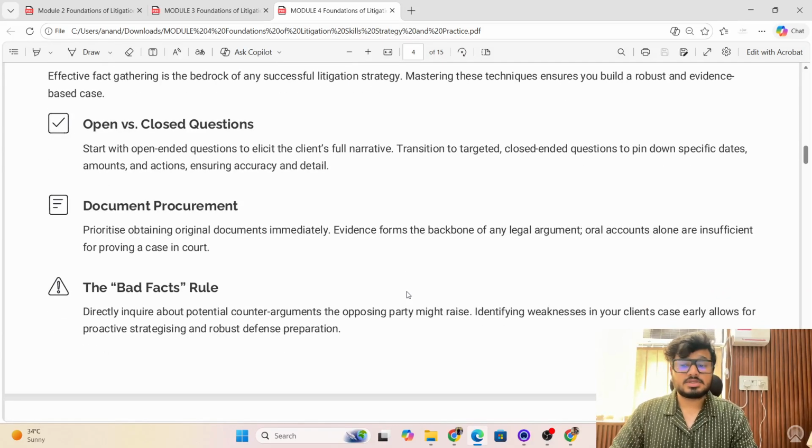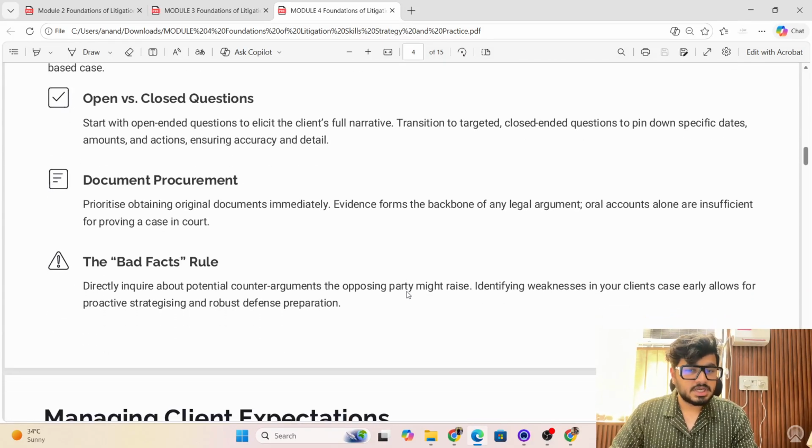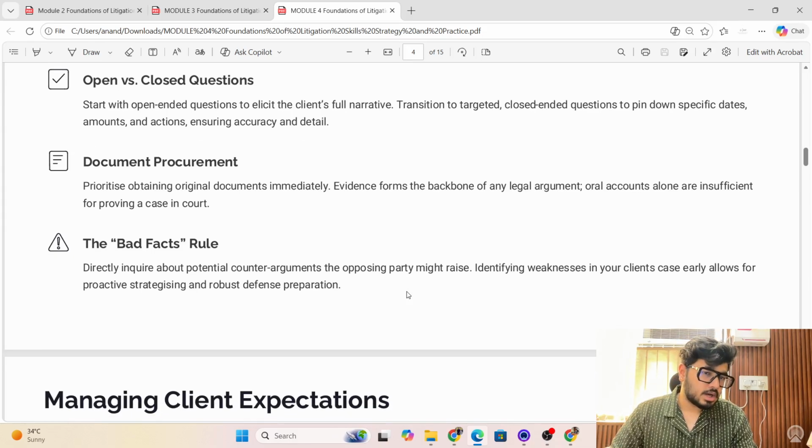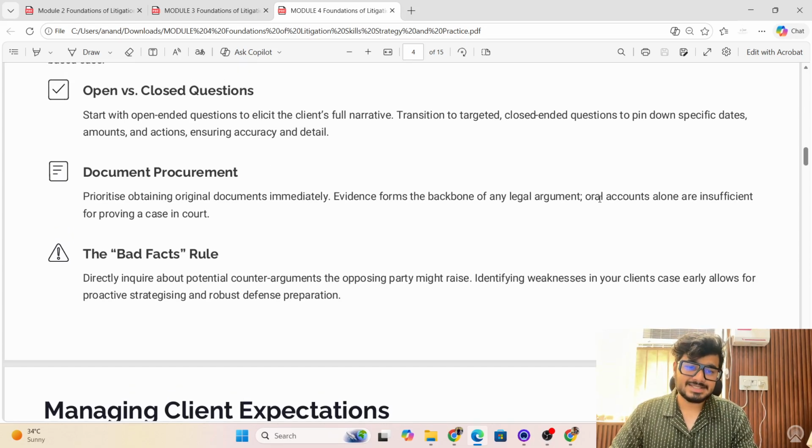Document procurement. Prioritize obtaining original documents immediately. Evidence forms the backbone of any legal arguments. Oral accounts alone are insufficient for proving a case in court. As I said, if you say that yes, this much amount has been taken by the opposite party, that will not suffice for your case. It is very inefficient for proving a case in court.